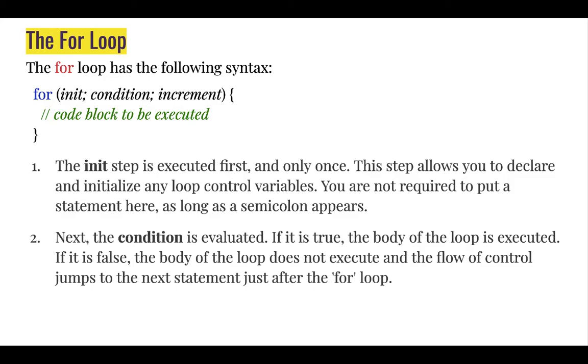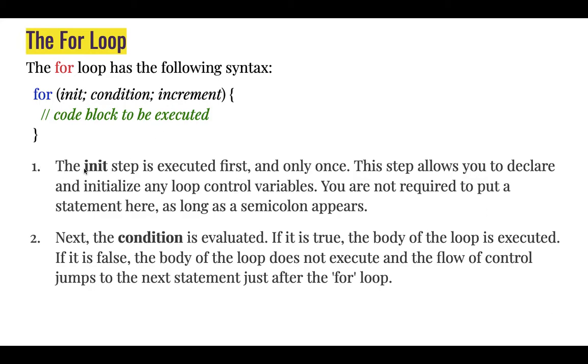The for loop has the following syntax. Most times you want to use the for loop because it's the easiest to use. The for loop expects three parameters, not really parameters. It expects initialization, it expects a condition, and it expects an increment. After that, we have the curly braces, and inside the curly braces, we specify the code block to be executed.